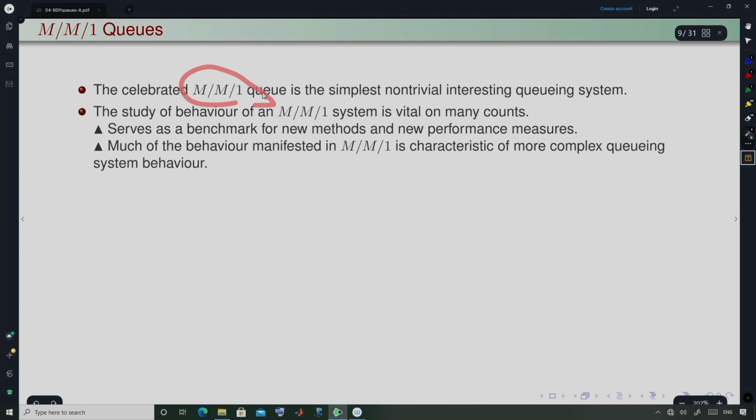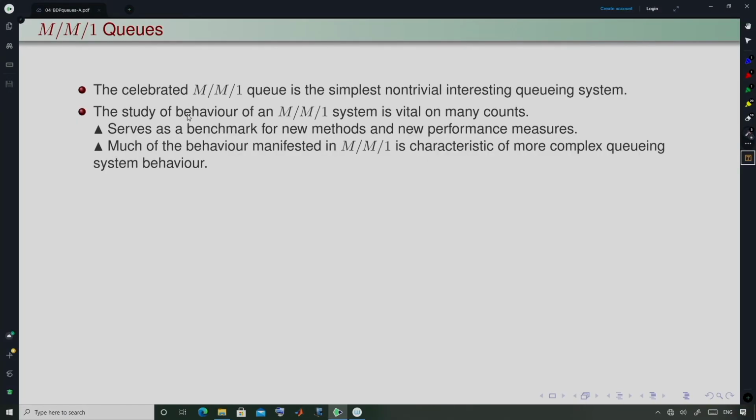So this M/M/1 is in Kendall's notation, we just explained what that means. Now the study of the behavior of this M/M/1 system is very fundamental and vital on many counts, because it serves as a benchmark for any new methods or any new performance measures that you may develop. First of all, anything you develop, you try to apply to an M/M/1 queuing system to see that things work well, or what improvements it gives, or whatever is the case that you are looking for.